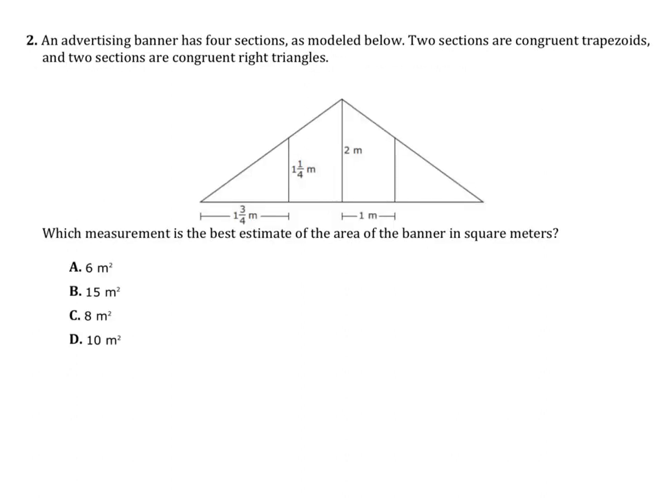Number 2 says an advertising banner has 4 sections as modeled below. 2 sections are congruent trapezoids and 2 sections are congruent right triangles. Which measurement is the best estimate of the area of the banner in square meters? So even though this shape is sectioned off into 4 different shapes, the overall big shape is just a triangle.